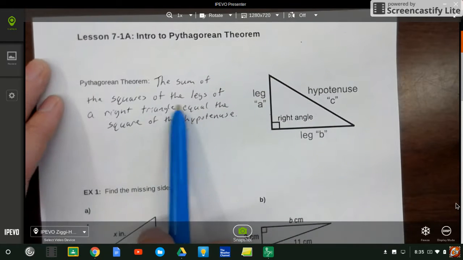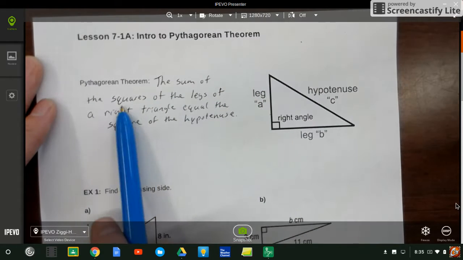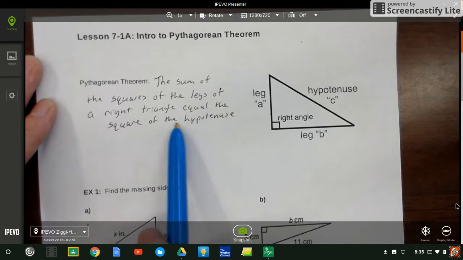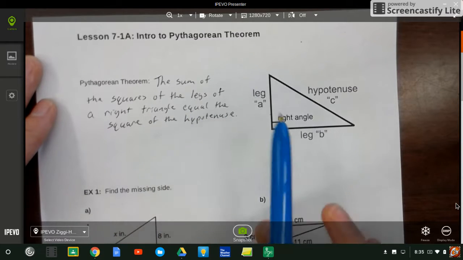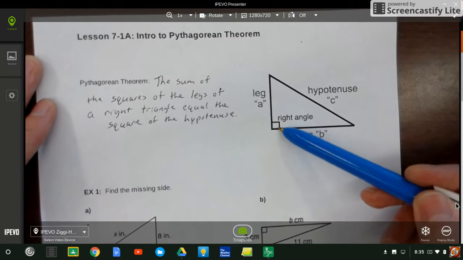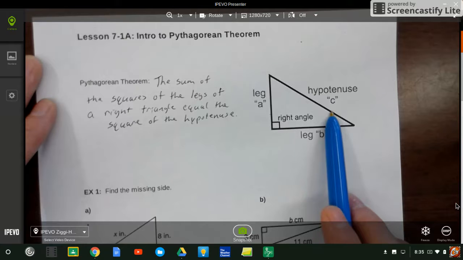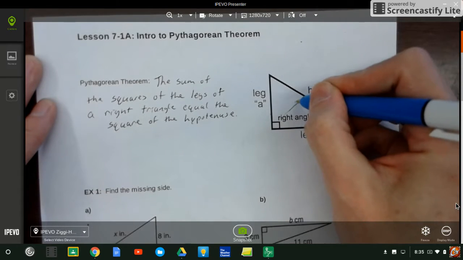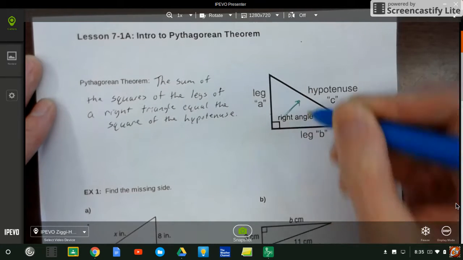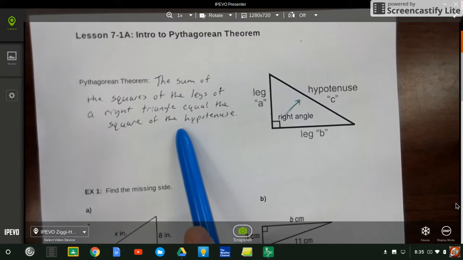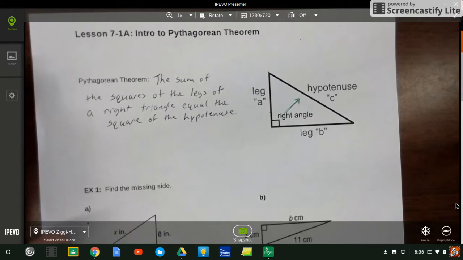But the Pythagorean theorem says the sum of the squares of the legs of a right triangle equals the square of the hypotenuse. Okay, so you've got to know your parts of a right triangle. The legs are the sides that make up the right angle. The hypotenuse is the side across from the right angle. So we always want to identify where that hypotenuse is, across from the right angle. That's very, very important.